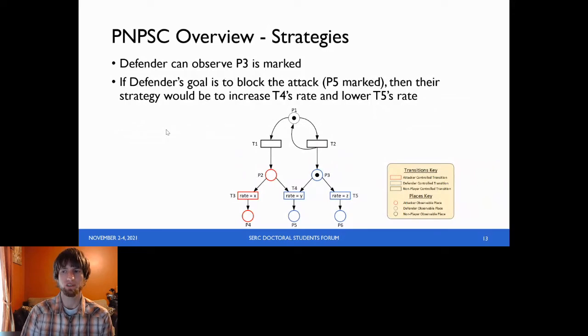A PMPSC strategy is a player's desired fire rates based on the marking of the player observable places. In the example below, we can see that the defender can see P3 is marked. If the goal is to block the attack, the defender would choose to raise T4's fire rate and decrease T5's fire rate.